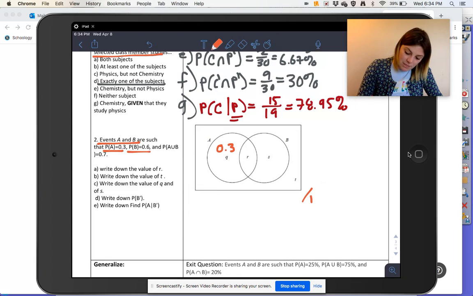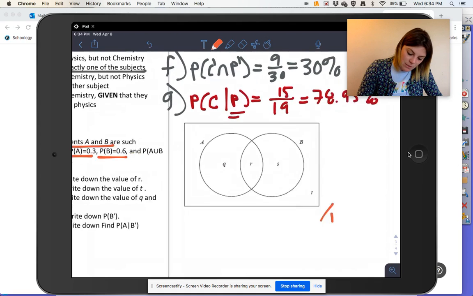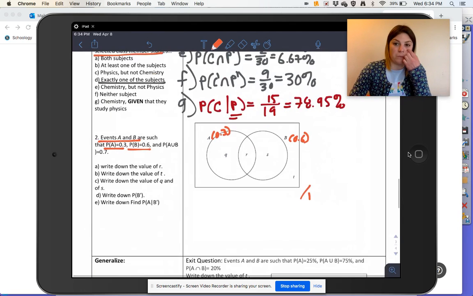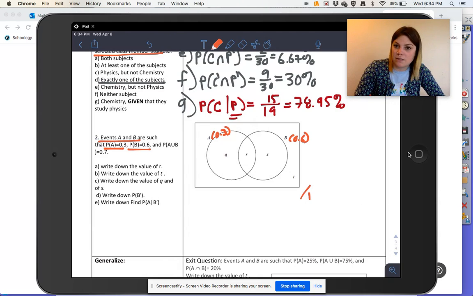The probability of B is 0.6. Oops, and I already made a mistake. So remember, if it says the probability of A, that means everything that is in A. If it says the probability of B, it means everything that's in B. So we don't want to put it inside of the circle because that means it doesn't include the overlap.